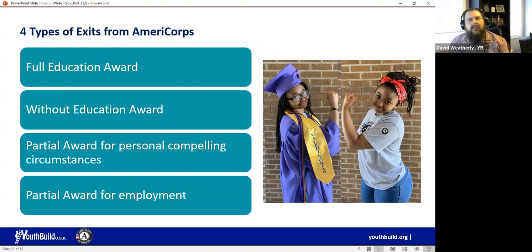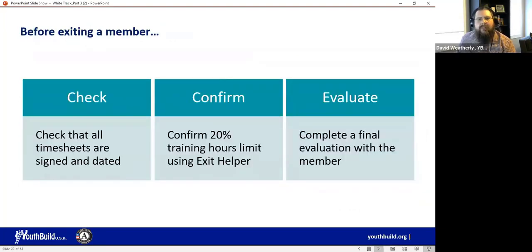The first one is talking through the full education award. So everything goes right. Your member earns all their hours. There are no issues. What does that look like, and going through that process. Also, going through what it means if they don't earn an education award and what documentation you need there. Then we're going to get a little bit more complicated and start talking about partial awards. So partial awards for compelling personal circumstances, and then partial awards for employment. We're going to talk through all of those in a minute. But for now, let's just check in on the standard process.